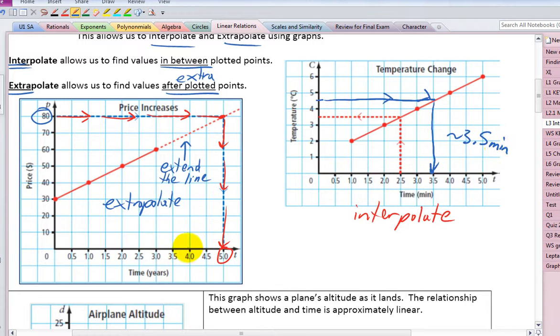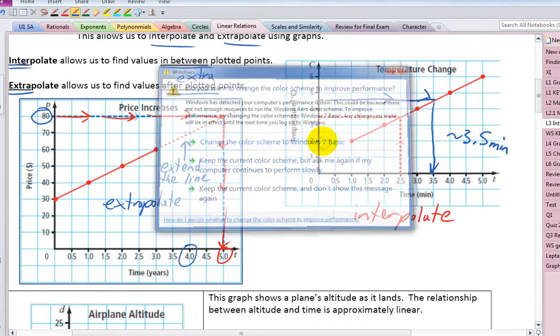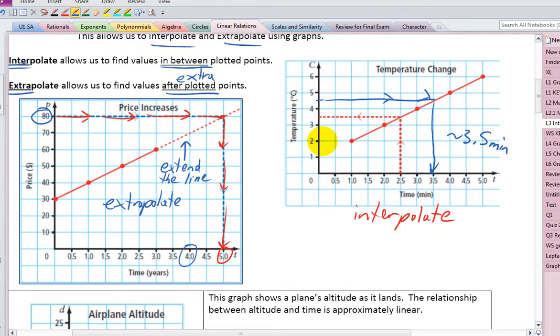I have a question for you. At 4 years, what's the approximate price? Draw a line up to your graph line, a straight line over using a ruler. 4 years. It's approximately $70. Okay, and from our graph, I'd say it's a pretty good approximation. In fact, I'd be so sure to say it is $70. Okay. Any questions about that?